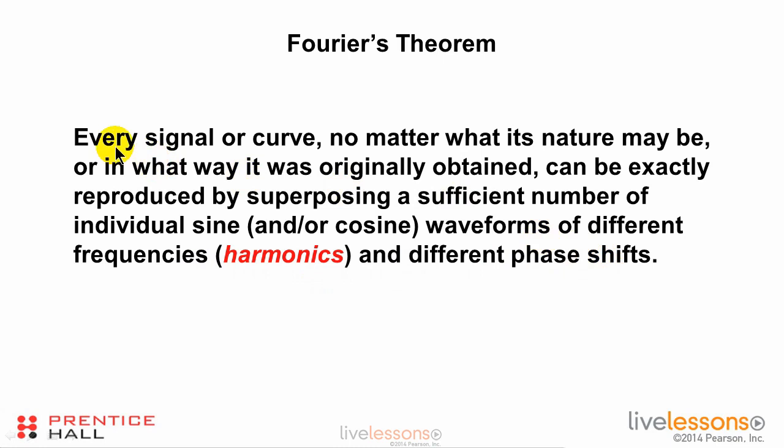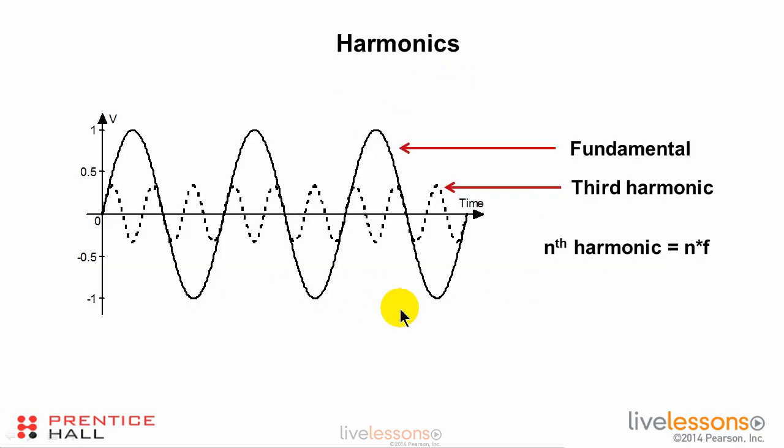That is, every signal or curve in our circuits can be exactly reproduced with a string of a sufficient number of individual sine and/or cosine waveforms of different frequencies and different phase shifts. That's what we do when we go through Fourier analysis.